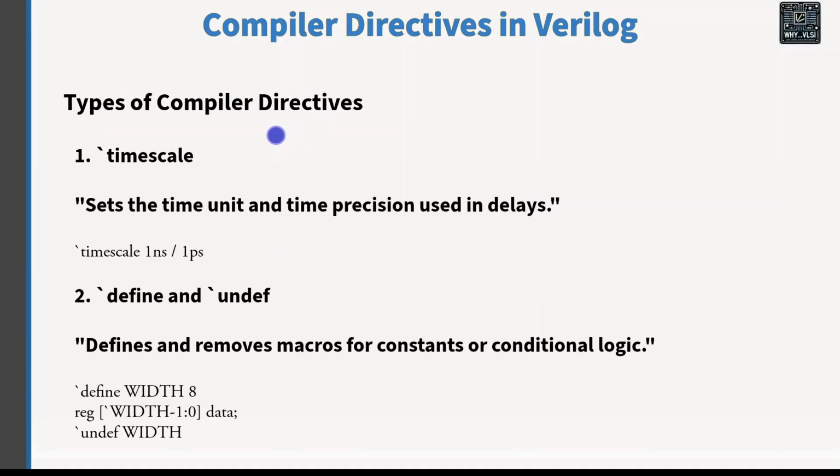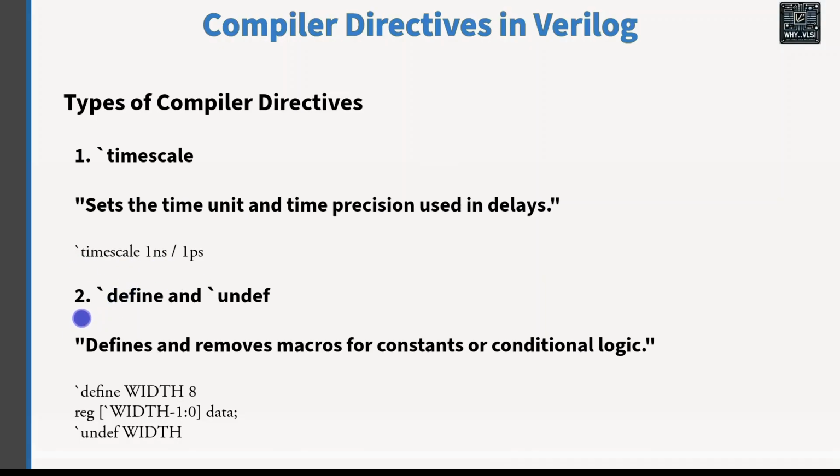So we'll see the types of compiler directives. We'll see the overview only. The first one we'll take is `timescale. This compiler directive is used to set the time unit and the time precision. We define it with `timescale followed by the time unit and the precision.